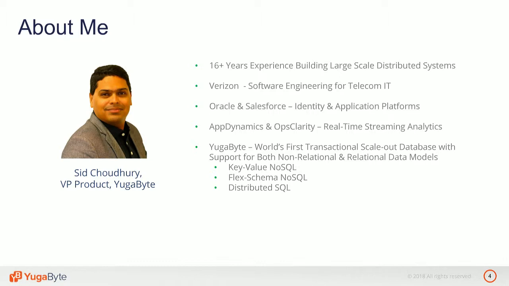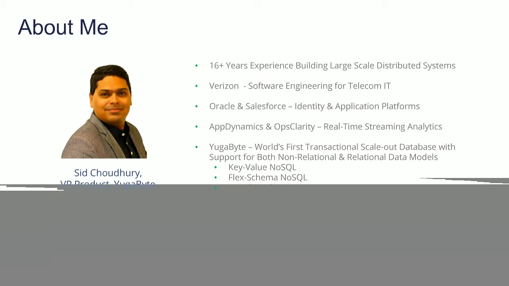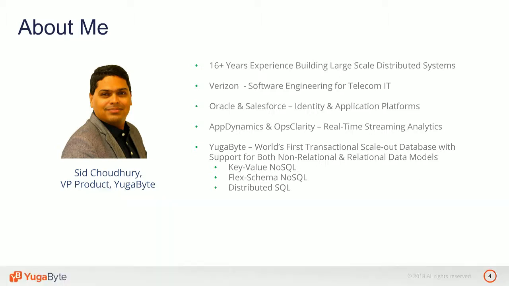Last but not the least, what I'm most excited about today is YugaByte, where we have built the world's first transactional scale-out database with support for both non-relational and relational data models. We support key value, flexi schema, as well as distributed SQL as the three models or APIs to interact with the database. And I want to point out how the key value and flexi schema APIs are specially tailored towards the real-time streaming analytics problem. With that, let's dive right in.